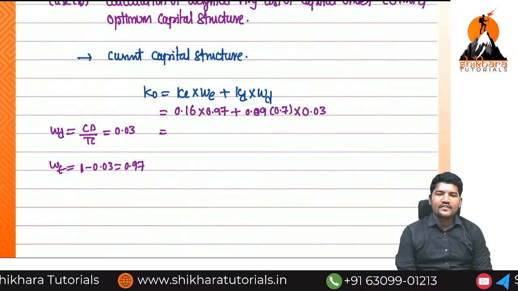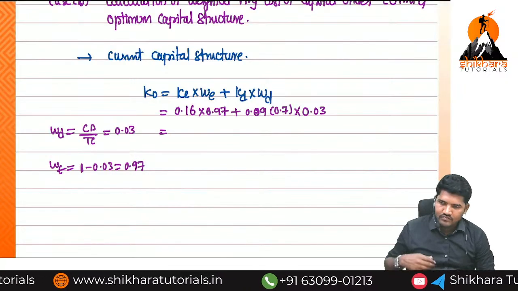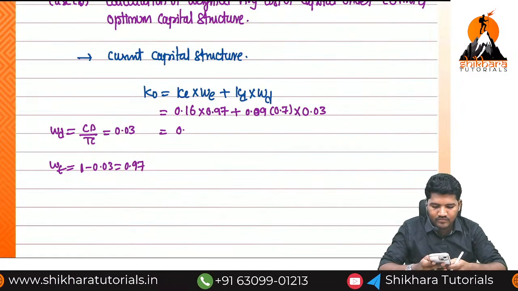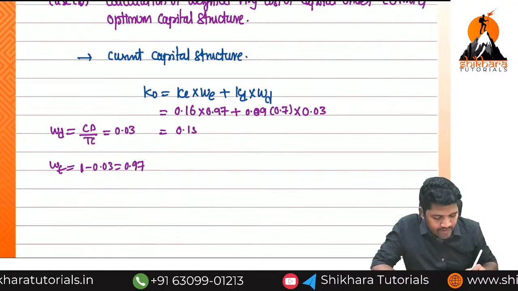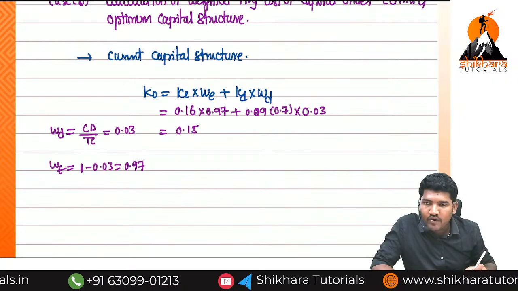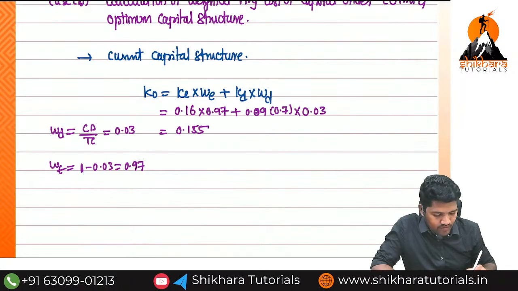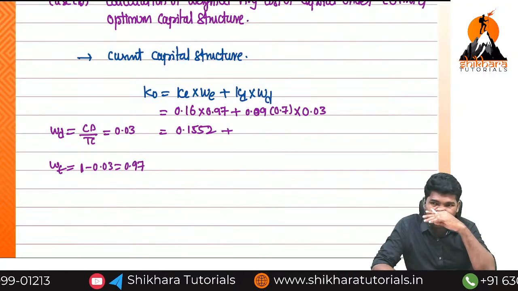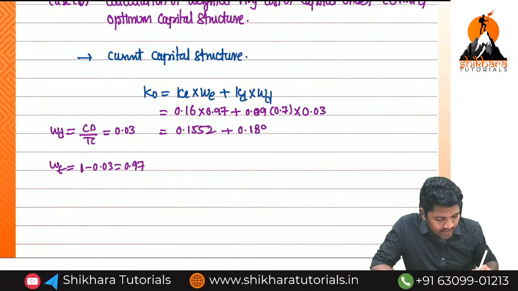0.16 into 0.97. 0.1552, only for equity, the weighted cost of equity. Plus, what about the weighted cost of debt? 0.00189. Now what is the summation?